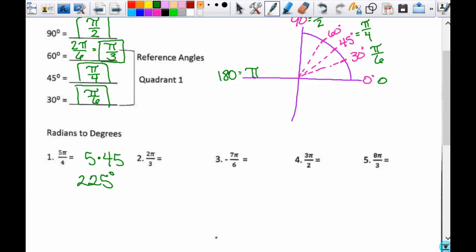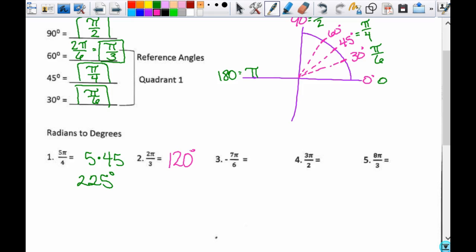All right, so let's look at 2 pi thirds. Well, pi thirds is 60. This is 2 pi thirds, so that's 2 times 60, which is what? 120. You with me on that? You want to get to a point where if it's 2 pi thirds, you just know it's 120, but until you get to that point, you think about the multiples, especially if it's some obscure number.